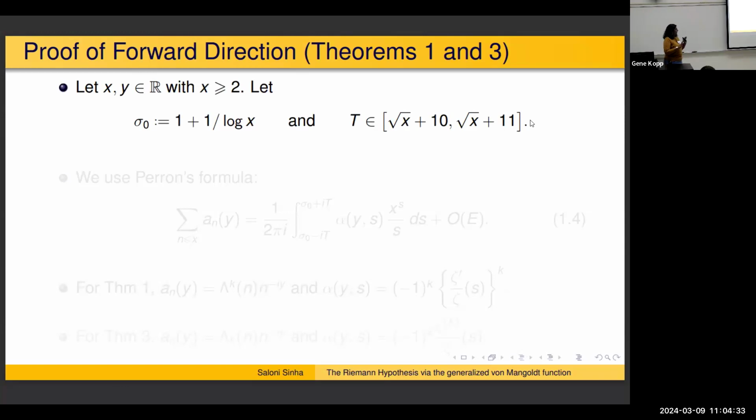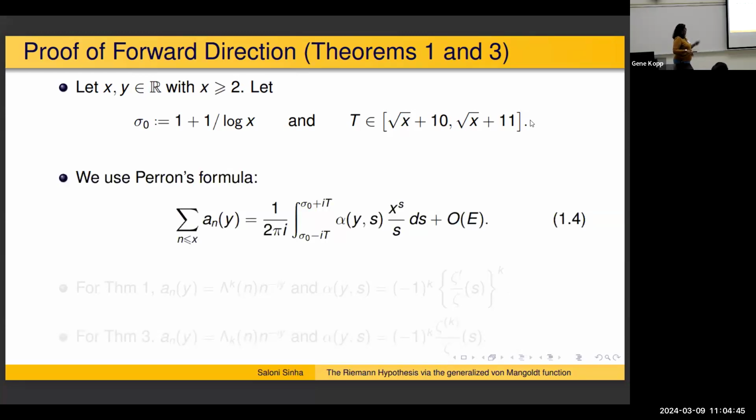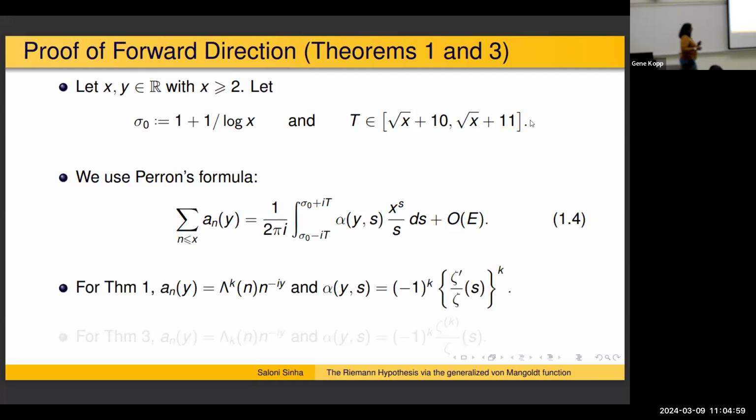So I'm going to start with some technical details here. We let sigma naught equal 1 plus 1 over log x, and T is almost the size of square root of x. And we use Perron's formula to establish a relationship between the partial sum and the Dirichlet series. So for theorem 1, this a sub n y that you see here is going to be this term, lambda power k and to the minus i y.